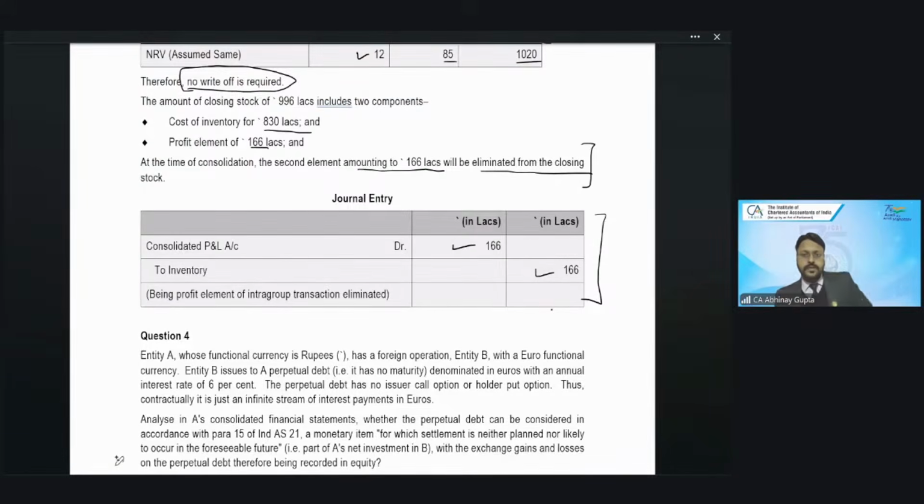Yes, sir. This is a downstream sale. Yeah, correct. So 166 is the profit element in the books of M Limited, and M Limited is going to prepare the consolidated financials, and hence this 166 lakh profit element will be eliminated. Is that clear? Yes, sir. Any questions, any doubts until now, whatever we have discussed since morning? No, sir. Okay.